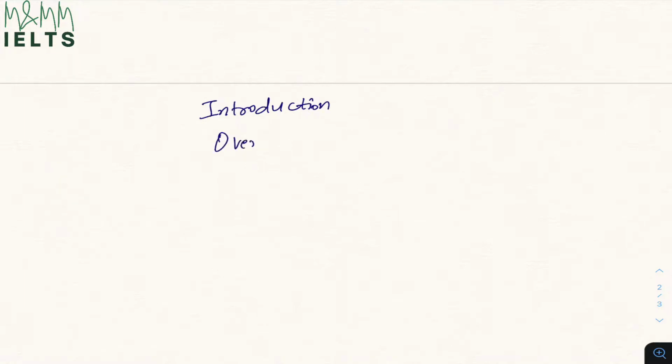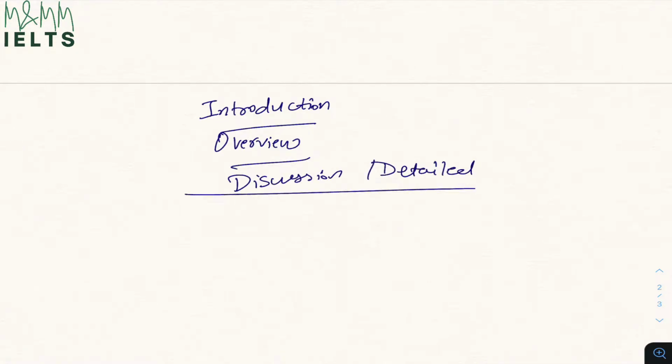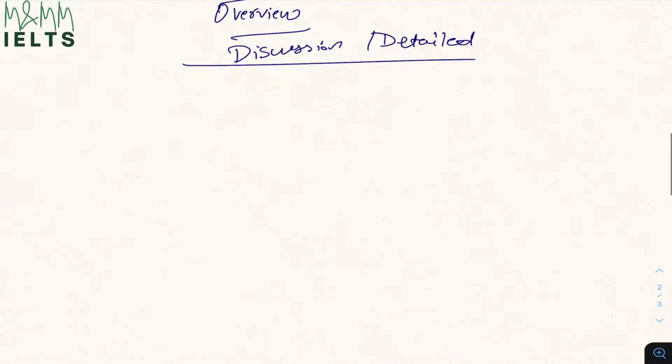There has to be an overview paragraph where you just take the main trends and describe them. And there would be a discussion or a detailed paragraph as well. So basically 3 paragraphs should be all good. Yes, you can have 4 paragraphs, it won't really deduct any marks, but what you should be avoiding is having just 1 paragraph. That's wrong, that's not academic.